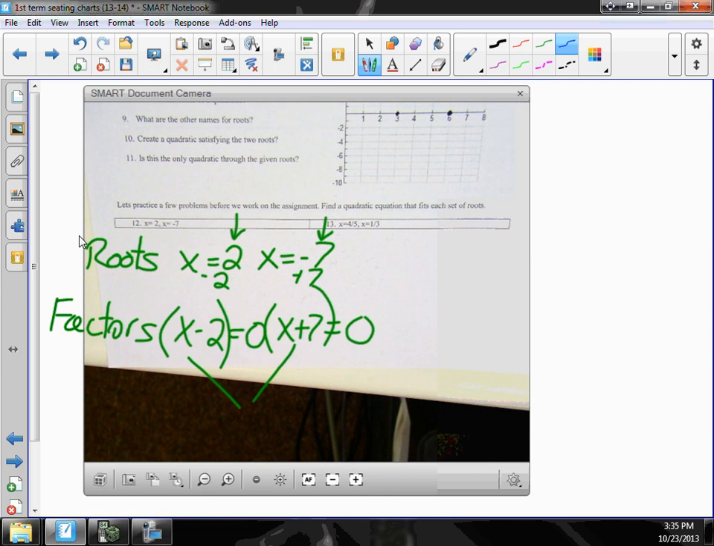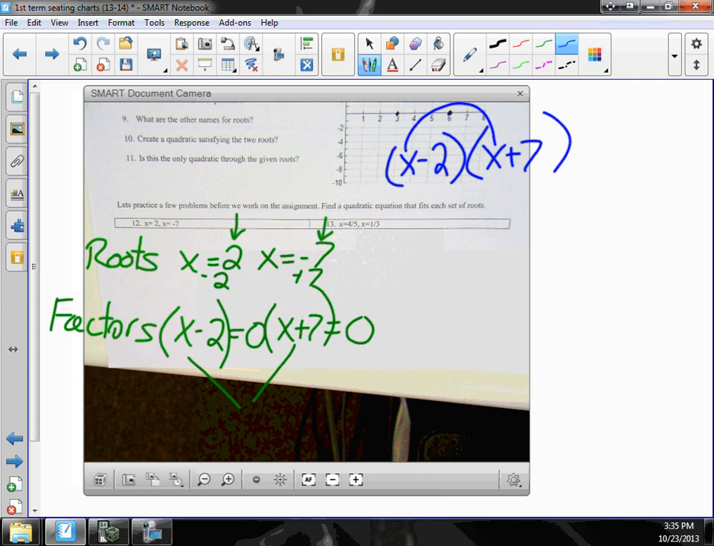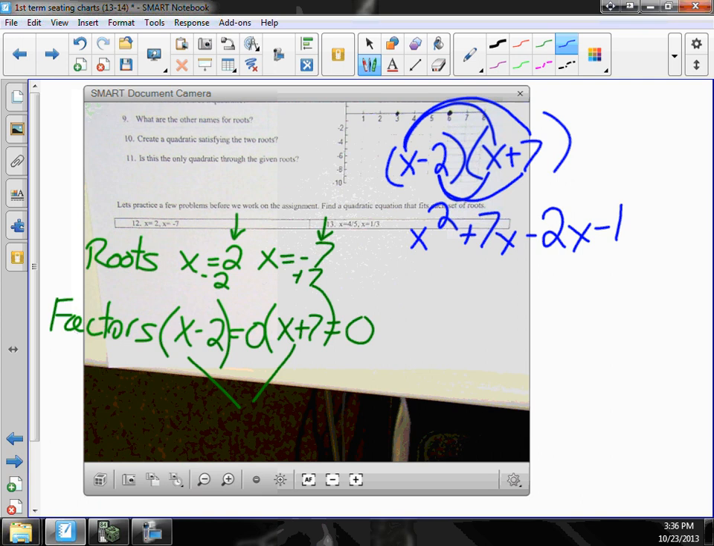So x minus 2 times x plus 7. First term times first term is x squared. First term times second term is plus 7x. Negative 2 times x is negative 2x. And negative 2 times 7 is negative 14.